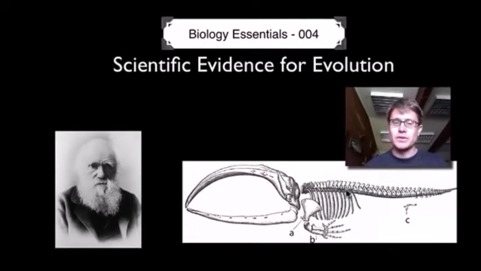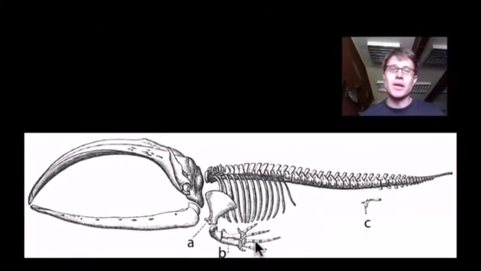But some of the scientific evidence for evolution he could have pointed to was the fossil record. This is a baleen whale. If you look at the fin of a baleen whale, it almost looks exactly like the bone structure in the human body, which suggests that both have a similar bone structure. Or you could look at the rear legs. Why would a whale have rear legs?